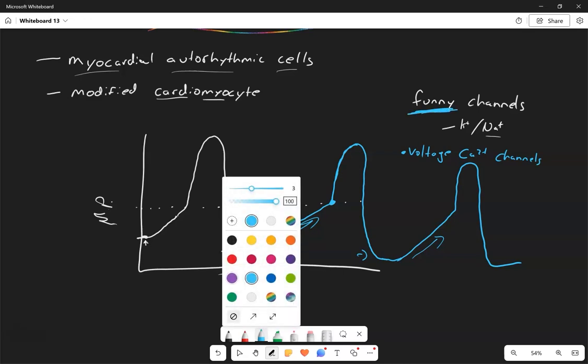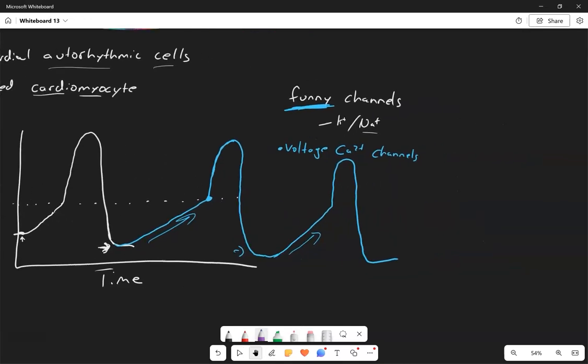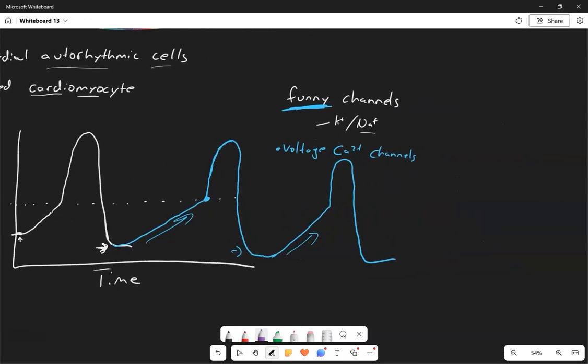Now, we now know how those channels work, and they're actually voltage-gated channels that are activated at this voltage, this hyperpolarization voltage. So we refer to these as hyperpolarization-activated, and they are of the cyclic nucleotide family. They transport cations.